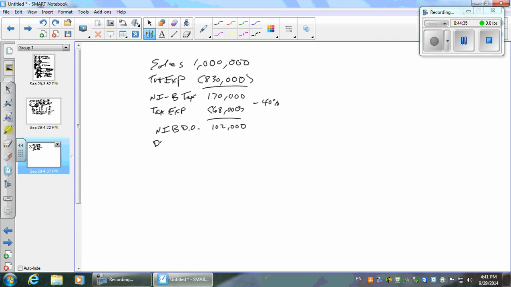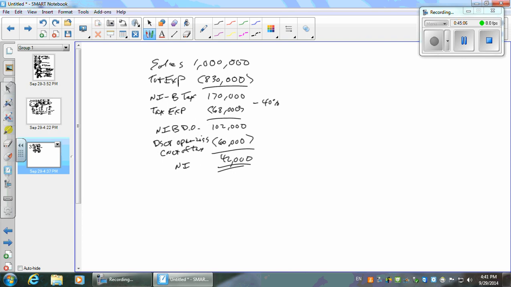And then the discontinued operation is already net of tax. They already took the tax out. How much is that? 60,000 was it? And it's a loss, is it? Okay. Discontinued operations loss. So how much net income do they have? 42,000. That's it. Just let yourself relax and think about it, huh?